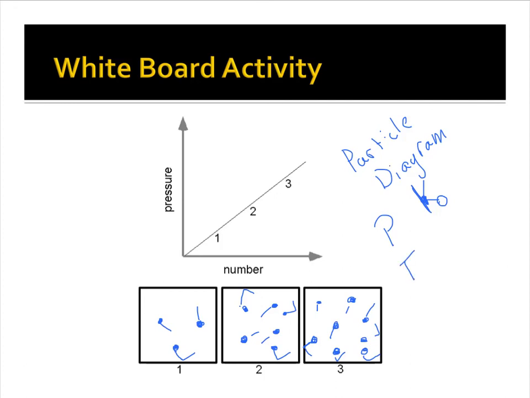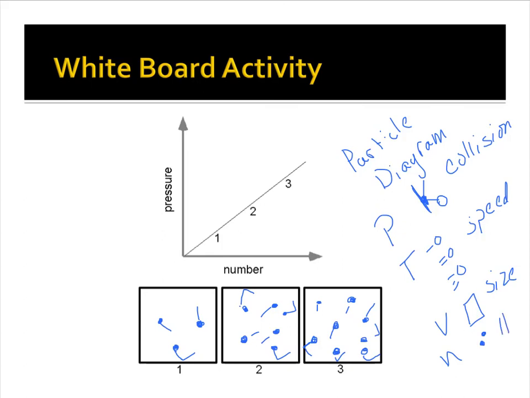Temperature is shown by speed. Oh, here, I will write. Pressure is the collision. Temperature is the speed. Volume would be the size, and N would just be the number of dots.